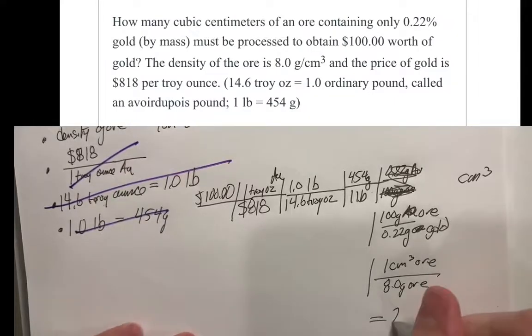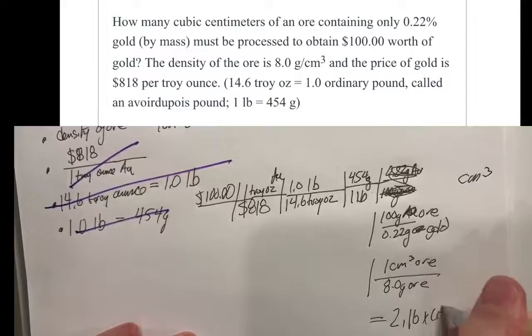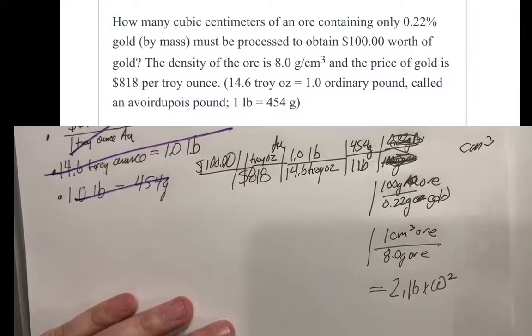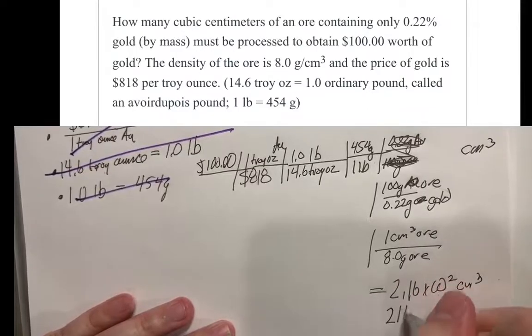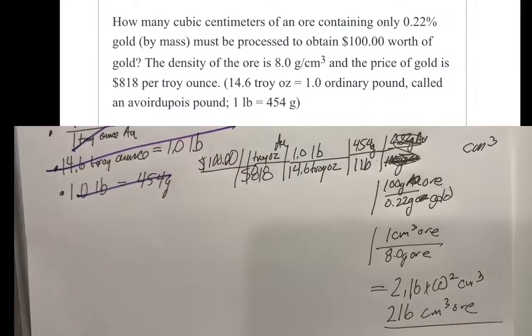Okay, so 2.16 times 10 to the second power centimeters cubed, or without scientific notation, 216 centimeters cubed of the ore. It's the amount of ore that must be processed in order to obtain $100 worth of gold.